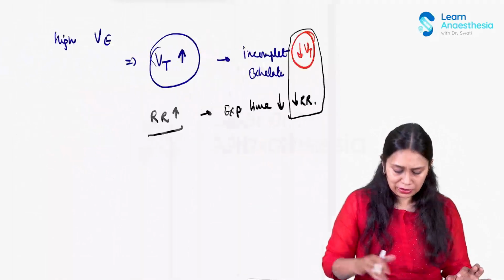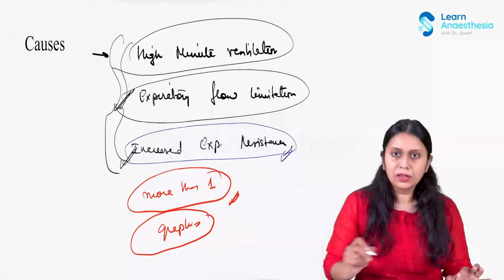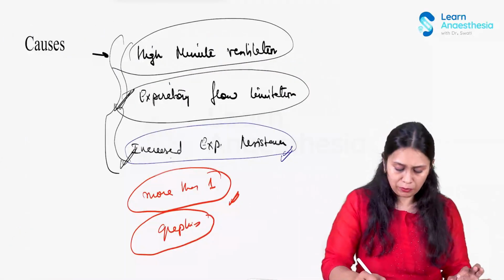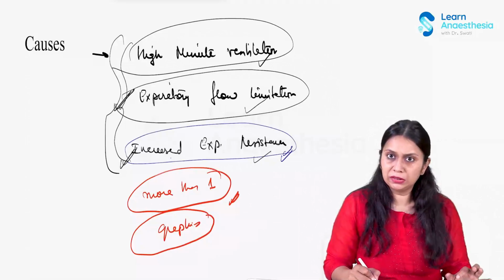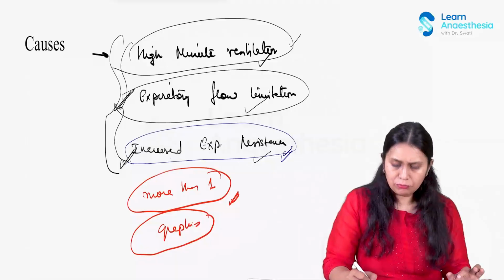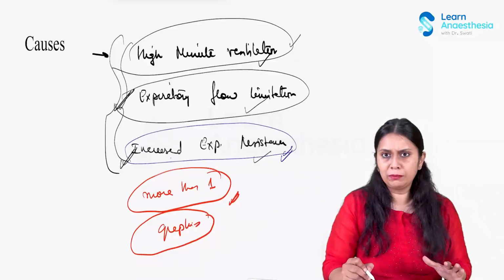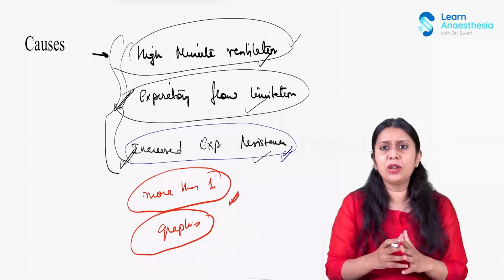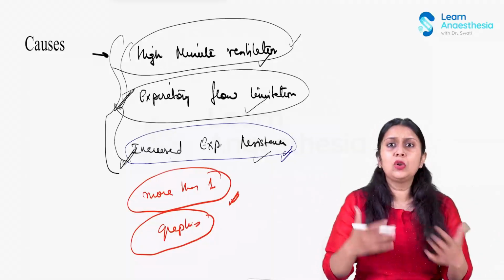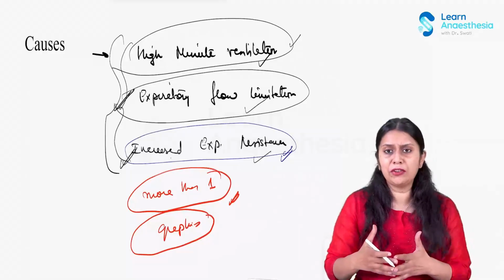Okay, so these are the three important causes of developing intrinsic PEEP: when the minute ventilation is very high, expiratory flow limitation, and increased expiratory resistance. And we need to manage each of these, making the diagnosis, and by seeing the graphics of the ventilator, we would get a very good idea of what is the cause of this air trapping. Okay.